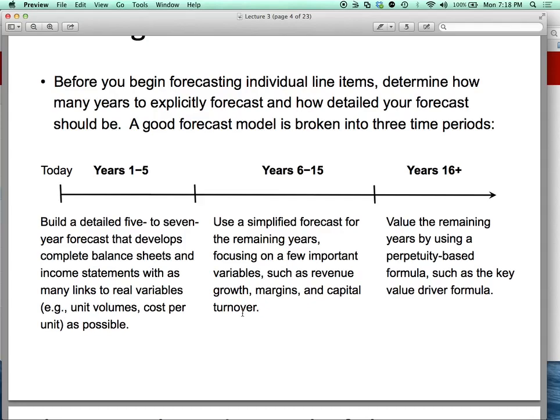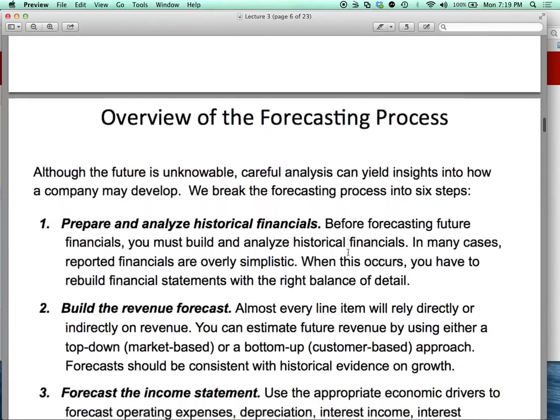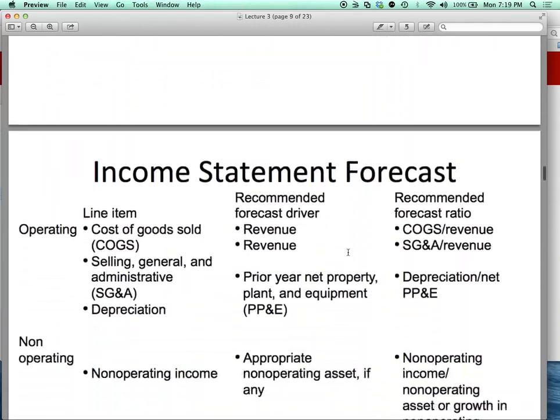So what we do is we value a company by predicting a certain amount of years, and then we stop predicting and we proxy the long run. Okay? So what that creates is two periods of forecasting.